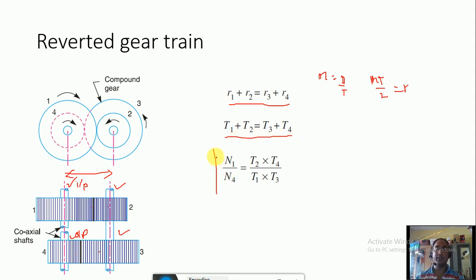And what will be the train value? We can find the train value in the same way as we have seen in the compound gear train, because this is one form of compound gear train only. So this is the reverted gear train.